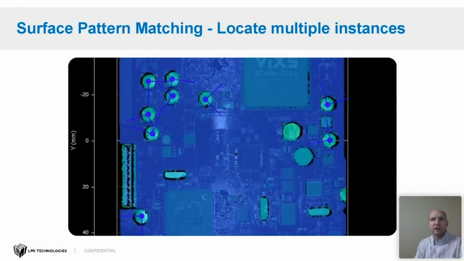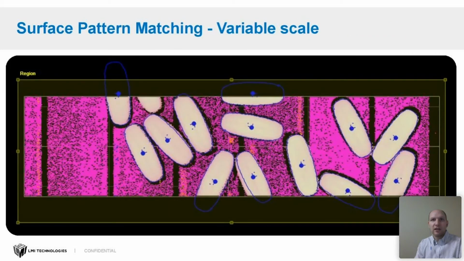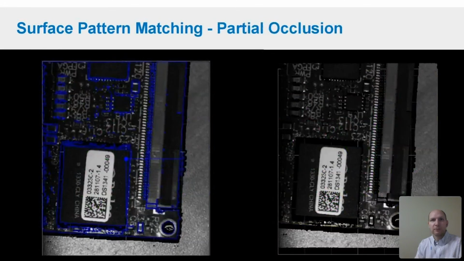Another example on a circuit board with capacitors, and here an example of the variable scale. It's not very clear here, but there is a difference in the dimension of these buns that are being scanned here, and it's matching, not only matching against each of these parts, but also measuring the scale and giving you a fit, even if the part size does not match perfectly.